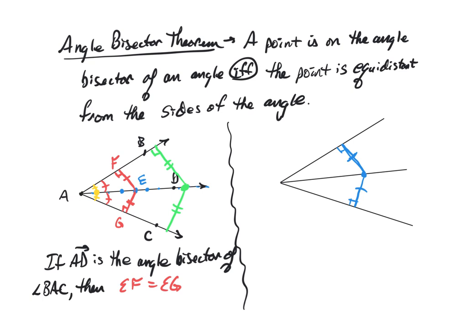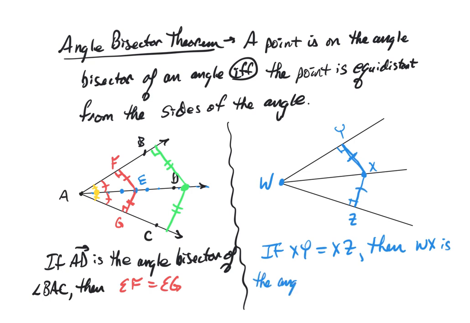All right? So if I, again, give some names to these, if I call this X, call this Y, call this Z, right? If the distance from X to Y equals the distance from X to Z, then this line, WX, is the angle bisector of the big angle, which in this case would be YWZ. All right, so it works in both directions.